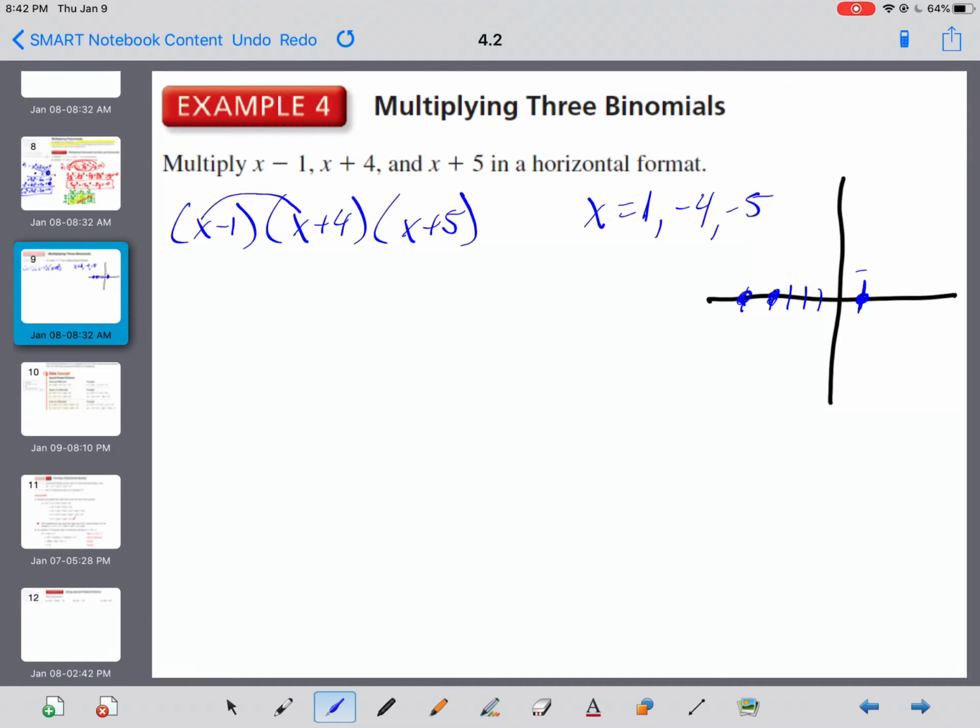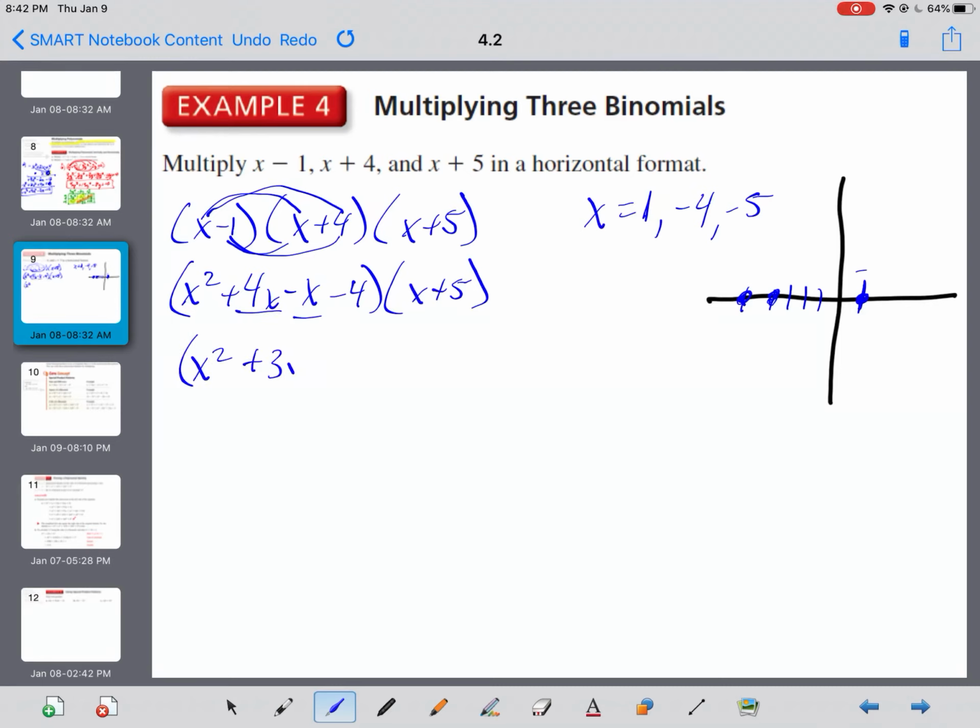Just start with the first 2. X times x, x squared. X times 4, 4x. Negative 1 times x, negative x. Negative 1 times 4, negative 4. And just bring down the one we haven't done yet. These are like terms. So x squared plus 3x minus 4 times x plus 5. Now everybody in here times everybody over there.